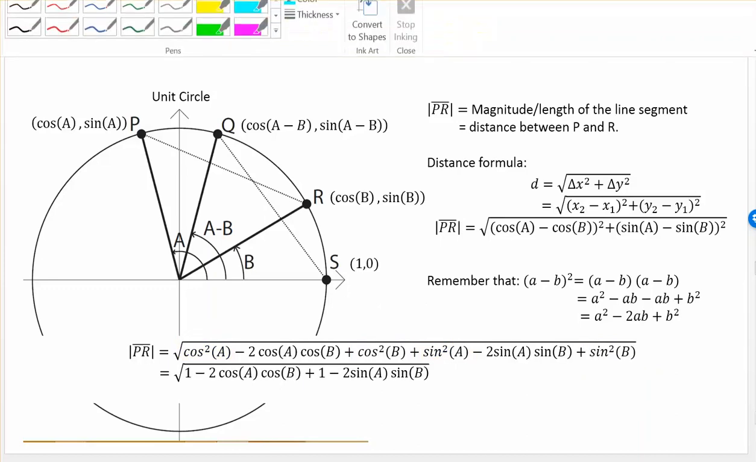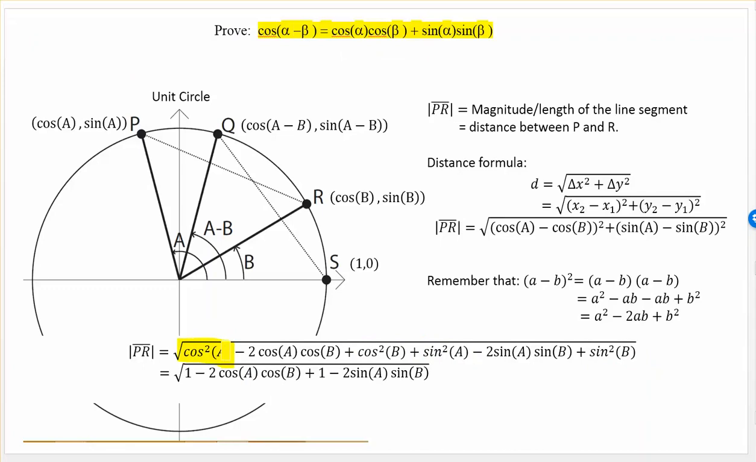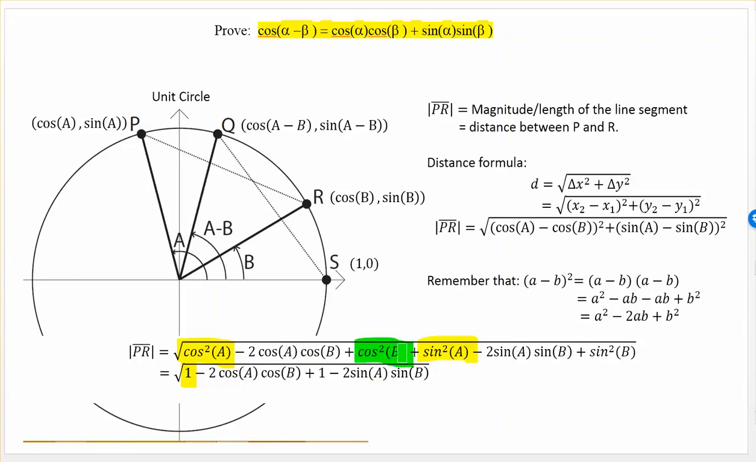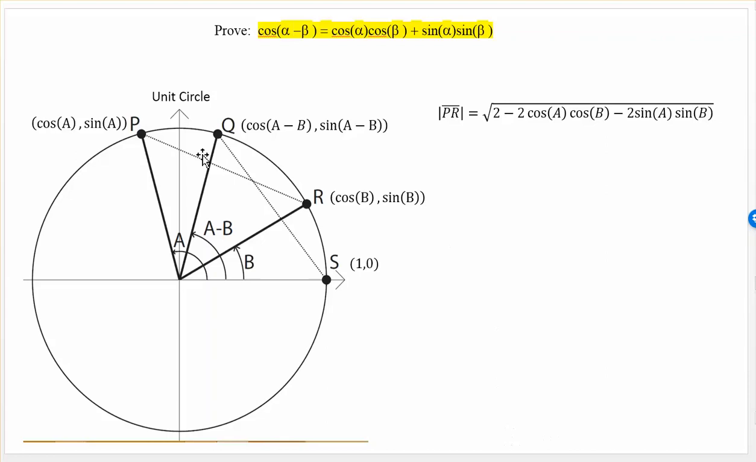So again, we took cosine A squared plus sine A squared and replaced it with a 1. Then we took cosine B squared plus sine B squared and replaced that with a 1. There's no more consolidation right now. We can't factor anything else out. So we'll just collect the like terms, and we now have a simpler equation for the distance between P and R. Now that we have that, we can look at the distance between Q and S.